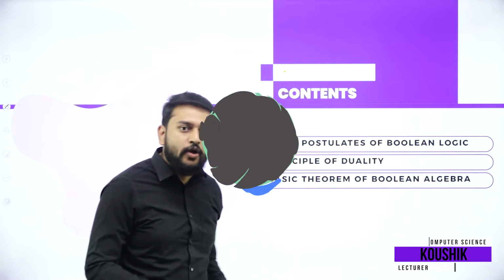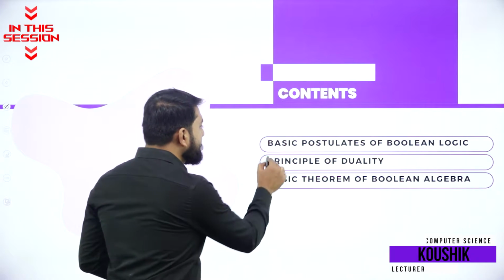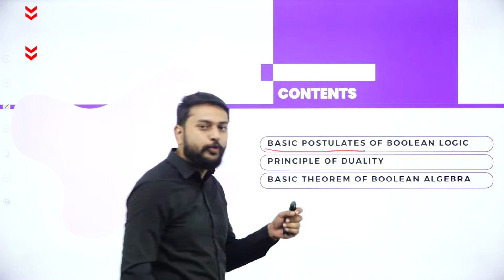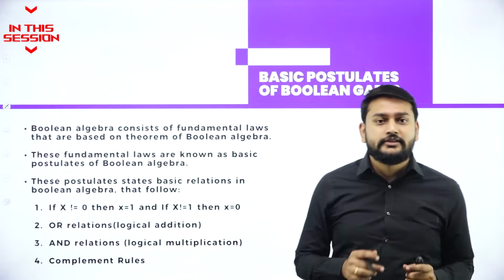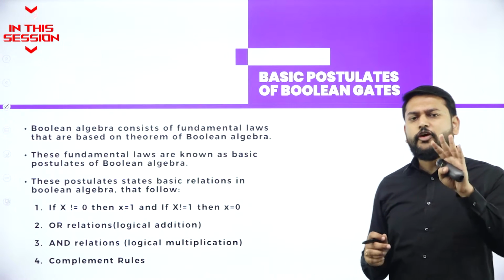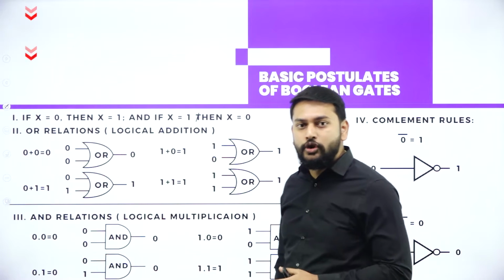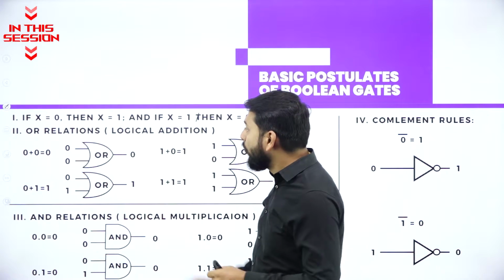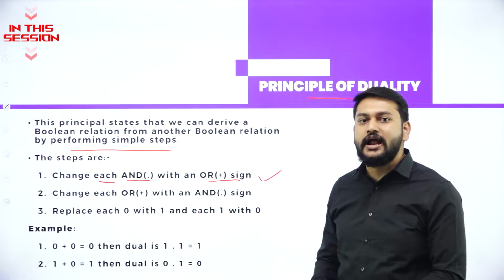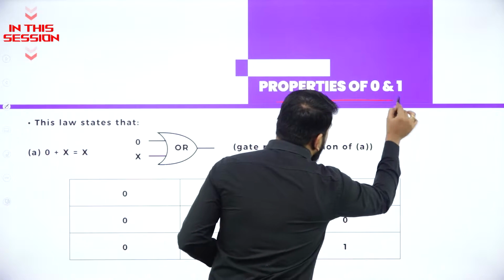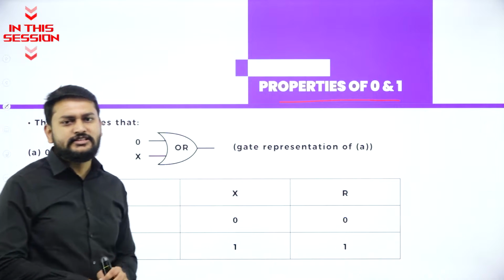I will be discussing what exactly the basic postulates of Boolean logic are. Whenever you are reading the basic postulates, there are 4 important postulates you should never forget. The first rule that you have to remember when it comes to the OR relation: if I have AND, change that AND sign to OR. Properties of zeros and ones. It's very interesting and very simple.